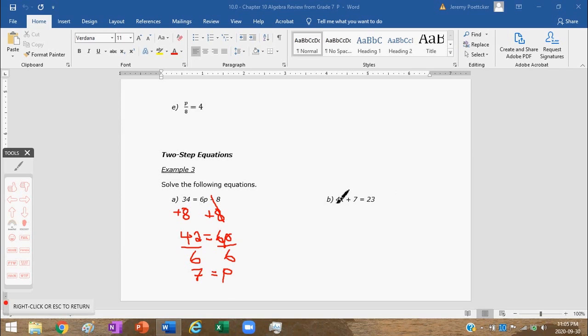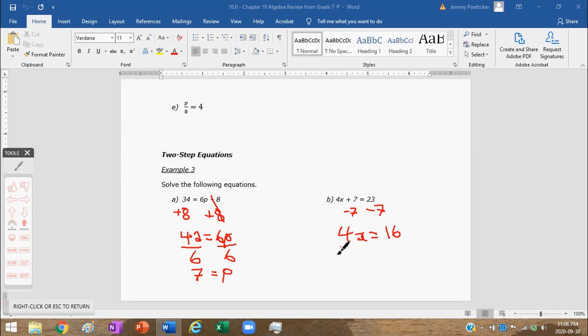Alright, let's go over to this guy here. Same idea. I want to get the thing with the variable by itself. So in this case, I want to get the 4x by itself. That's kind of my first step. I'm adding 7 to that in the question, so I'm going to do the opposite. So subtract 7. I'm going to do that to both sides. I'm now left with 4x equals 23 minus 7 is 16.